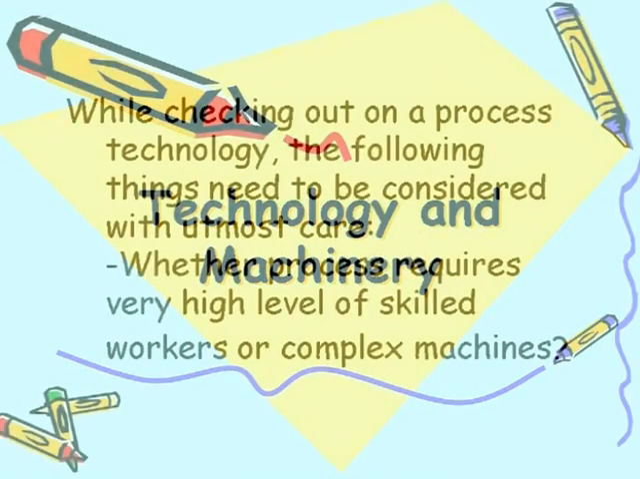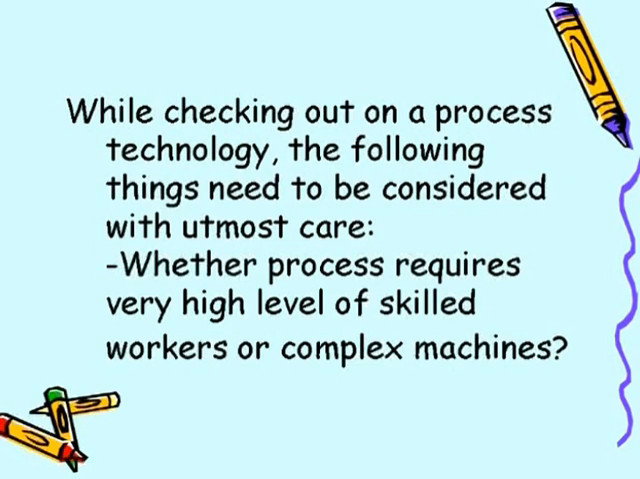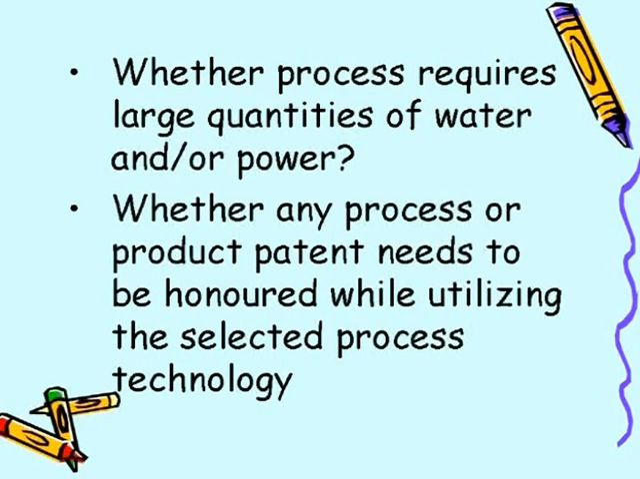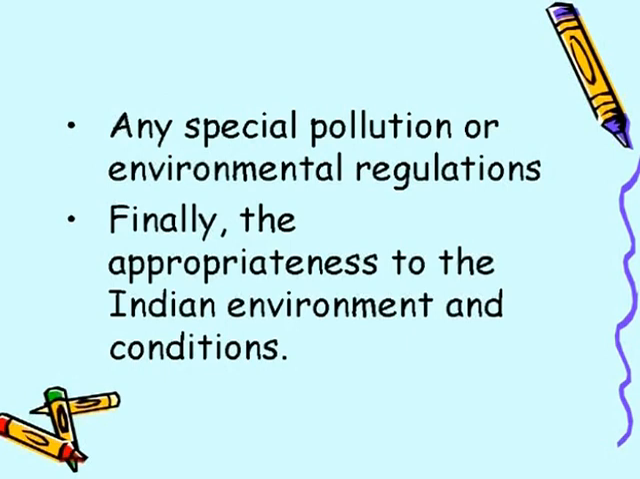Technology and machinery. While checking out on the process technology, the following things need to be considered with utmost care. Whether process requires very high level of skilled workers or complex machines. Whether process requires large quantities of water or power. Whether any process or product patent needs to be honored while utilizing the selected process technology. Any special pollution or environmental regulations. Finally, the appropriateness of the Indian environment and conditions.